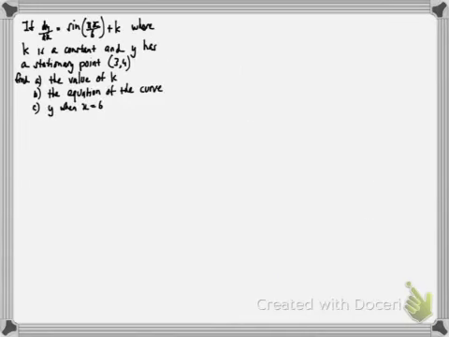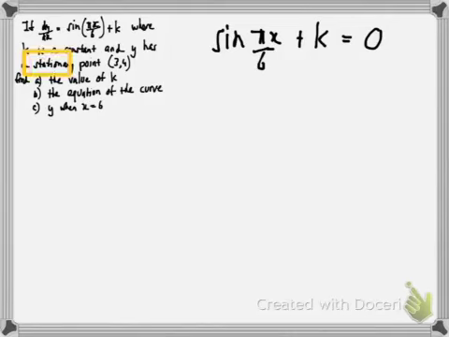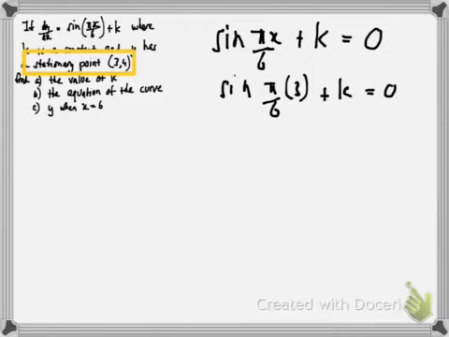Now, one thing that we know is that we've got a stationary point where the derivative equals 0. So let's start by making the derivative equal to 0. So sin(πx/6) plus k equals 0, because we know there's a stationary point when the derivative equals 0. Now I can see there's a stationary point here at (3, 4). So we have the x coordinate of that stationary point, so that can go in here. So sin(π times 3 over 6) plus k equals 0.